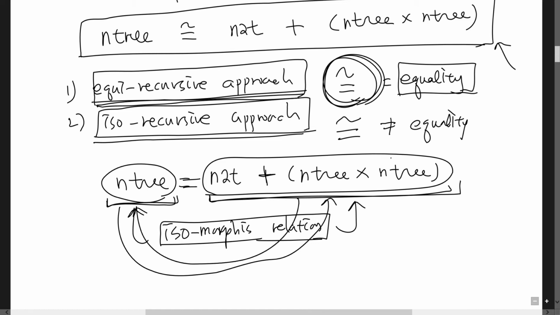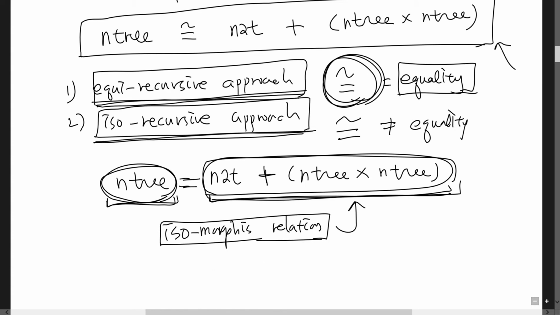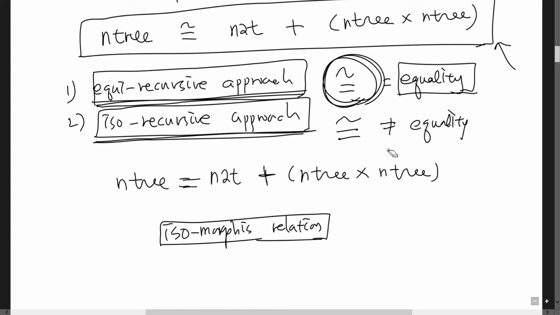If you want, you can convert this natural number 3 to this sum type. You can expand it, or you can compact this sum type back to this natural number 3, this recursive type. So that's the iso-recursive approach, where the key idea is we do not equate these two types. They are not equal, but they are almost equal in the sense that there is an isomorphic relation between these two types.